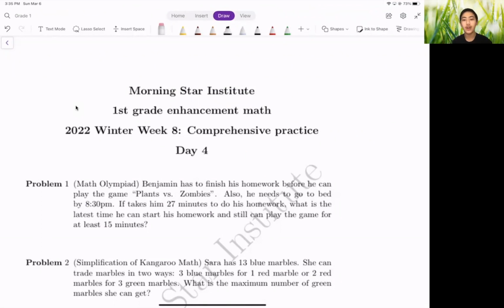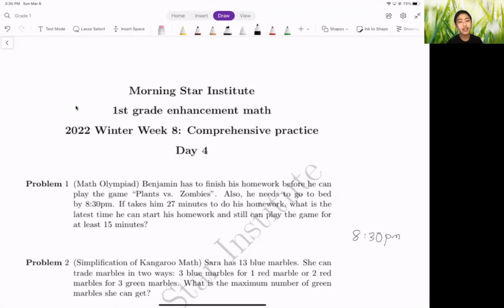Zombies. Also, he needs to go to bed by 8:30 p.m. If it takes him 27 minutes to do his homework, what is the latest time he can start his homework and still play the game for at least 15 minutes? So first of all, if he has to go to bed at 8:30 p.m.